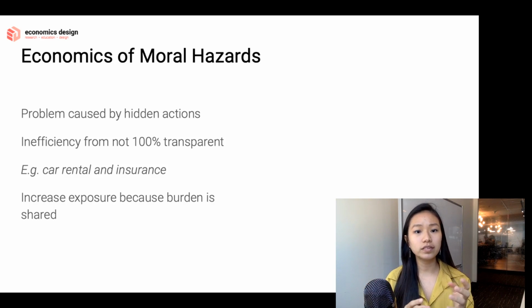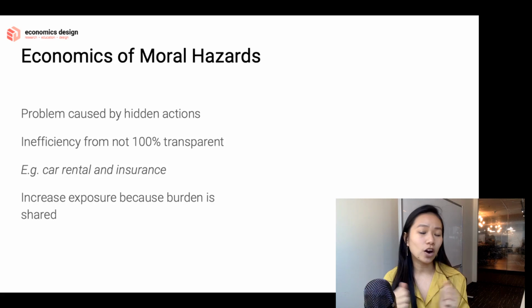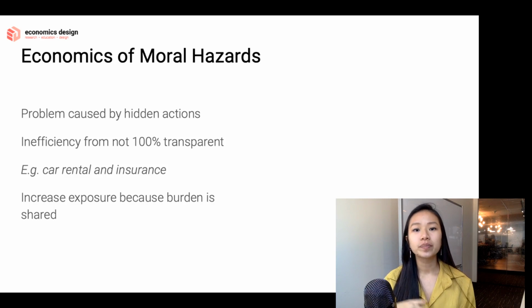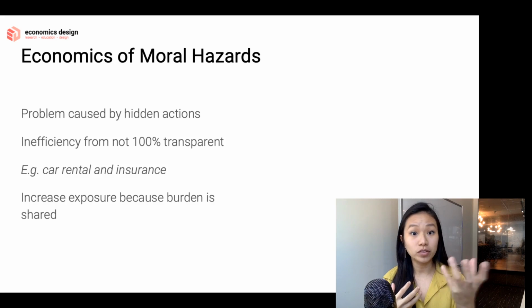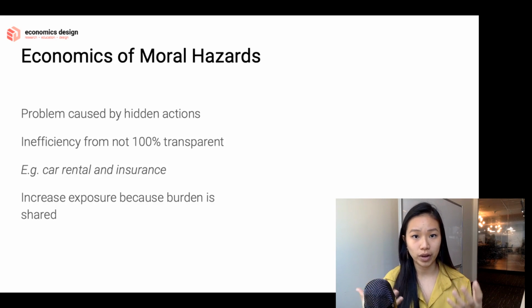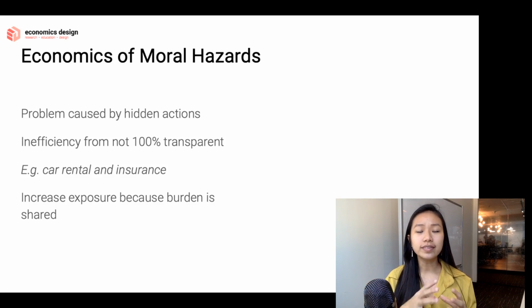For example, you drive a rental car and you have insurance for the car as well. You're less likely to drive cautiously because you've bought insurance for the car already, and if the car is damaged, the insurance will cover it. So these are problems caused by hidden actions, moral hazards. This is inefficient because, once again, people are not being 100% transparent, 100% truthful.